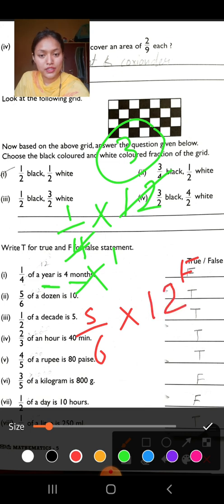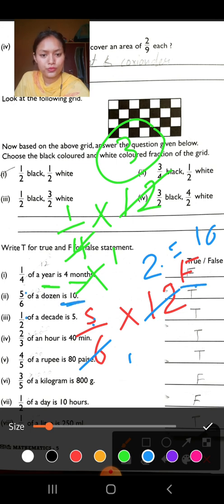Because we buy a dozen bananas, no? So 12 bananas. So let's cut it. 6 ones are 6, 6 twos are 12. So what's left? 5 and 2. 5 multiplied by 2 is how much? 10. So it is written, 5 upon 6 of a dozen is 10. It is true. Okay.